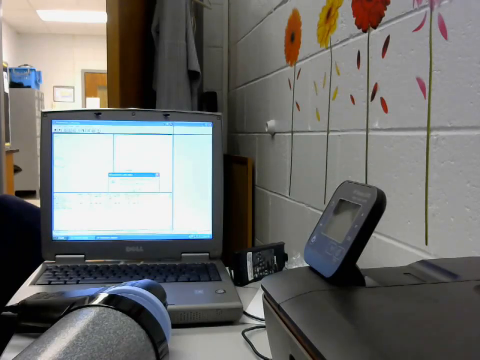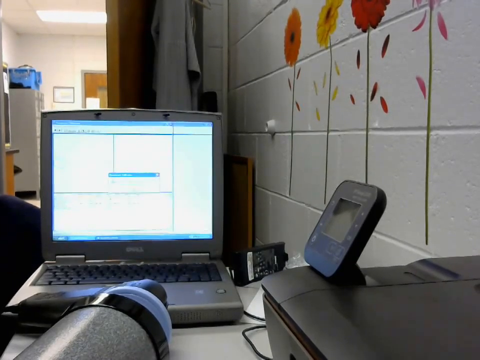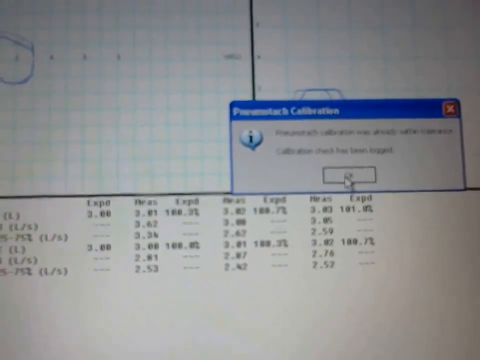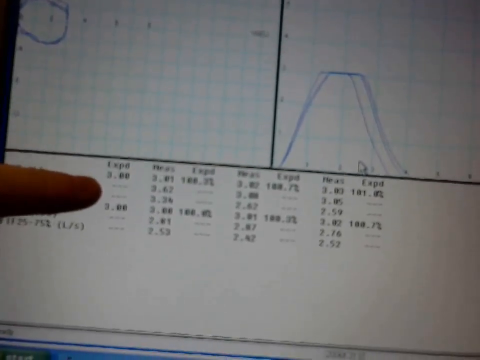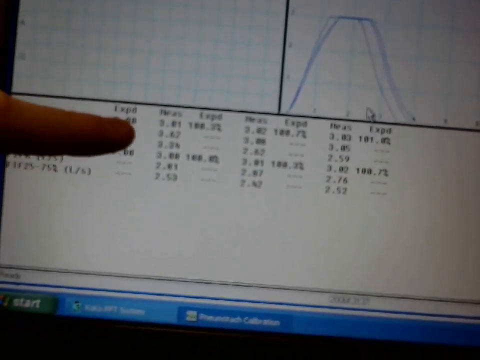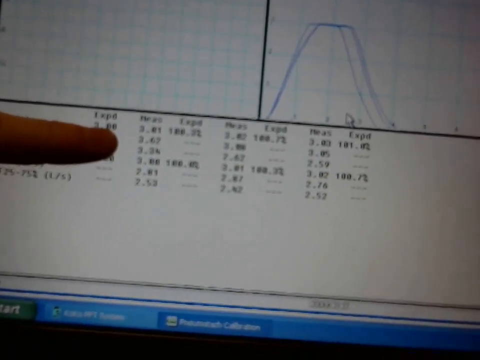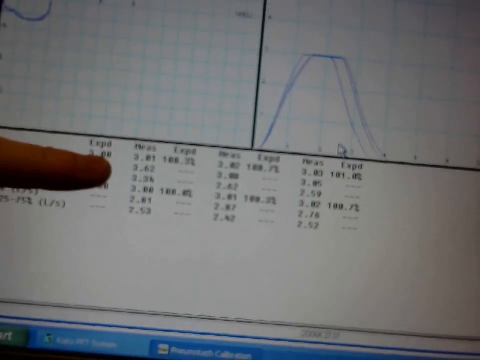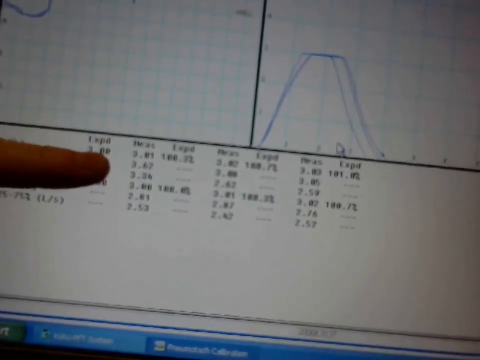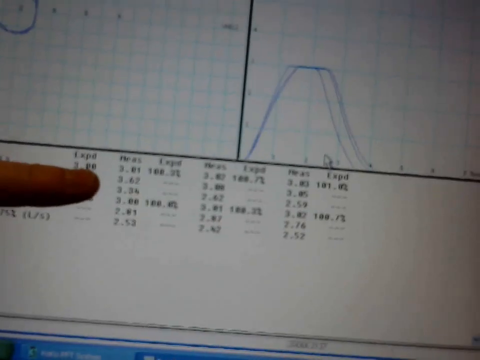I am going to move the camera again back so you can see the results. So if you see here, I am going to actually hit yes because we are going to accept these. But if you look at this right here is what's expected. This is a 3-liter syringe, so we should expect our forced vital capacity to be 3 liters. And it needs to be plus or minus 3.5% in order for it to be accurate, in order for us to accept these calibration values.